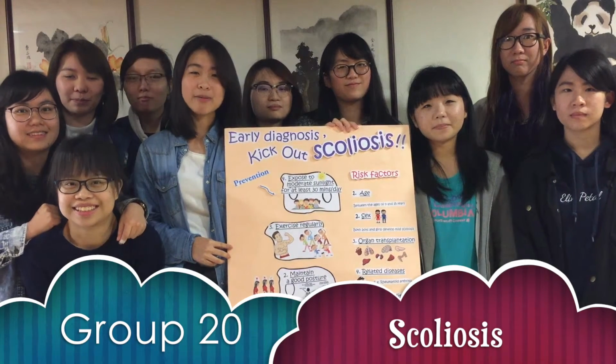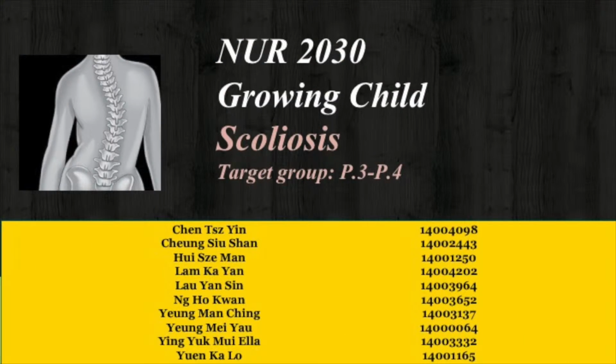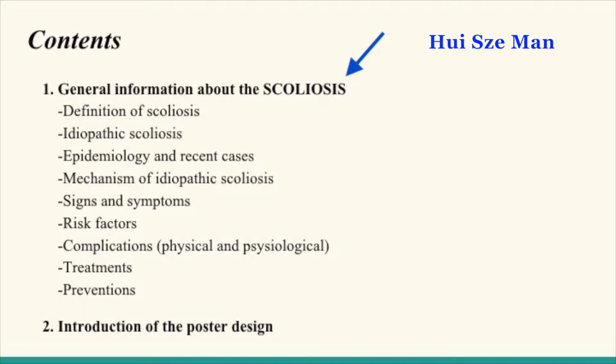Now, let's move to our PowerPoint. We have divided our presentation into two main parts. The first part is the general information of scoliosis, which includes the definition of scoliosis, epidemiology and the recent cases, mechanism of idiopathic scoliosis, signs and symptoms, risk factors, complication, treatment, and prevention. And the second part is the introduction of our poster design.